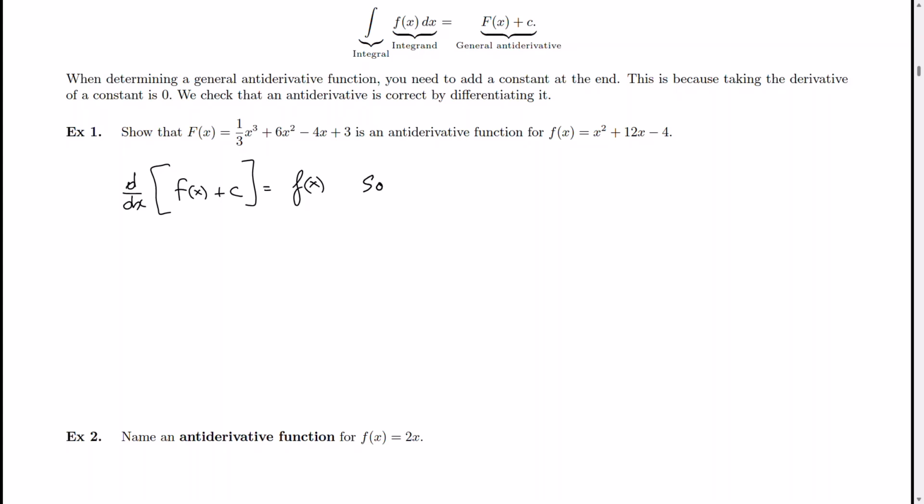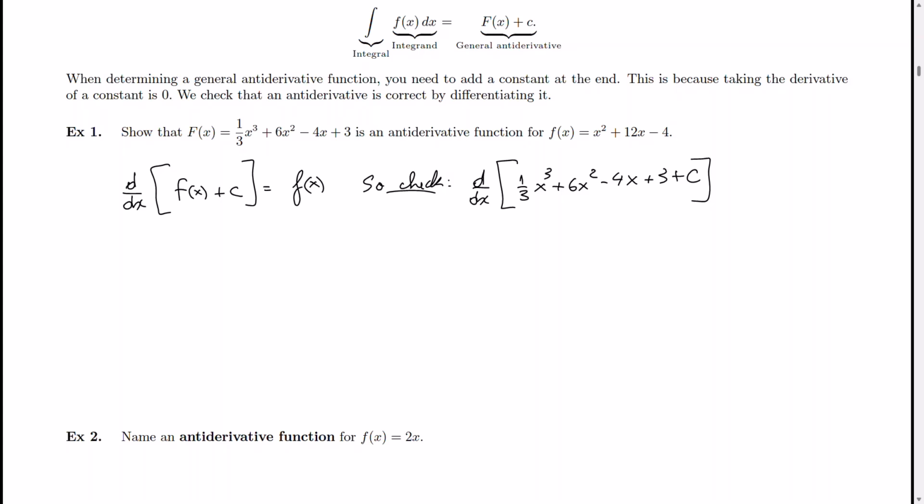So we need to check that the derivative with respect to x of, in this problem, 1/3 x cubed plus 6x squared minus 4x plus 3, and also we're going to add plus c because the derivative of c is going to be 0. We want to confirm that the derivative of this quantity is the given little f of x. Is it true or not?